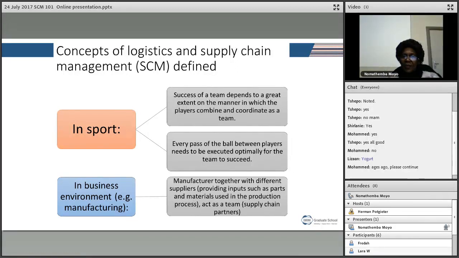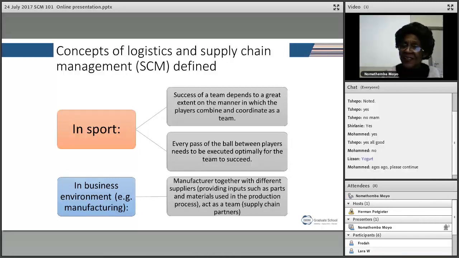Now, the concepts of logistics and supply chain defined. When we are looking at supply chain, we are looking at all the organizations. Included in these are logistics organizations, like transporters, warehousing, and inventory management. These people should work together, like in sport. When Bafana is playing, and one person, Tsepo Modisa, scores, that doesn't mean that it's Tsepo who has won. It is the whole team.